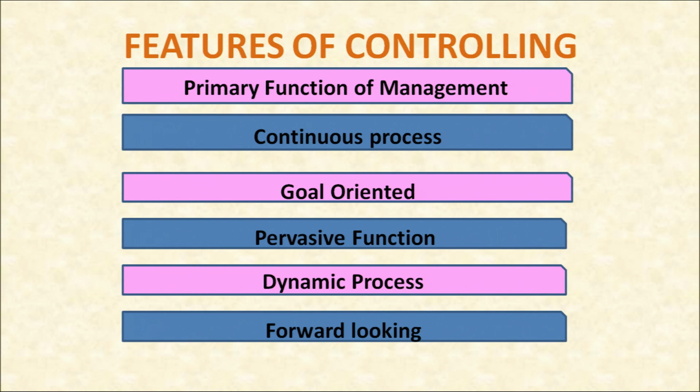Now the next thing that we need to discuss and understand is the features of controlling, that is, what are the basic characteristics or the various parameters of controlling. As you can see, the features of controlling are that it is the primary function of management, it is a continuous process, it is goal oriented, it's a pervasive function, it is a dynamic process and it is a forward looking activity.